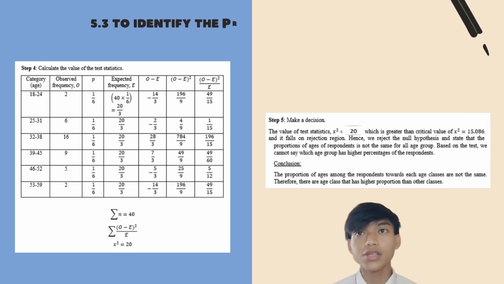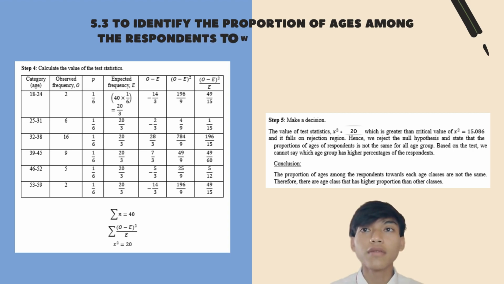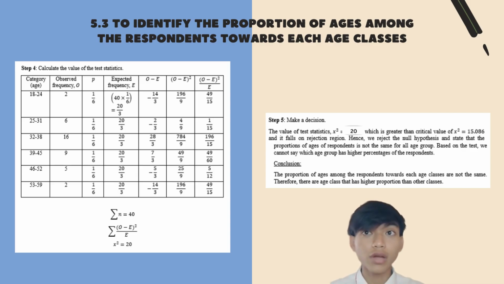Okay, the next step, step 4, is to calculate the value of the test statistic based on the data that we obtain. From here we can see there are 7 different components in the table. The first one is the category, which involves 6 different age categories. Then the observed frequency, O, based on the frequency for each category. Then we have the probability for each category, and the expected frequency with the symbol E. From all these values, we calculate the test statistic by following the formula: the summation of the observed frequency minus the expected frequency, squared, divided by the expected frequency. From the table, we obtain the value for each category, and when we sum all of it, we get chi-square equals 20.